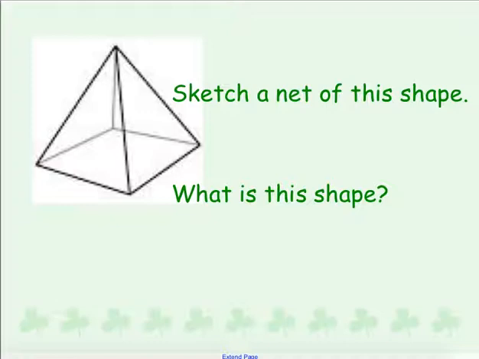to have to create a net for this shape. So in order to do that, I always like to look at the base and see what is the base of the shape. And in this case, we have a square.